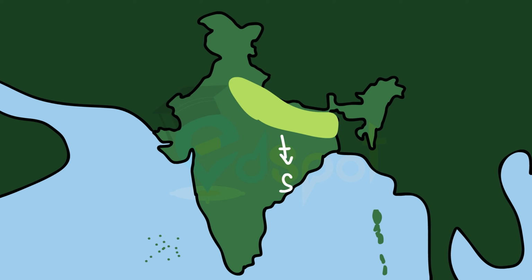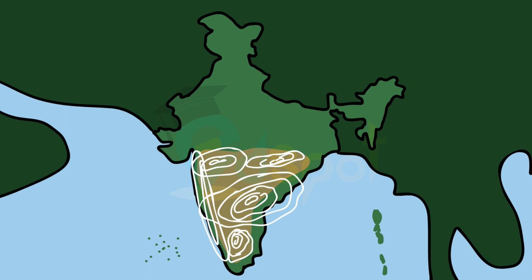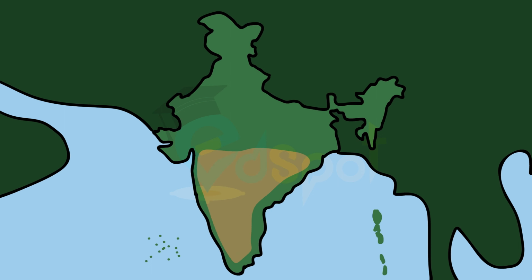To the south of the northern plains lies the peninsular plateau. It is triangular in shape. The relief is highly uneven. This is a region with numerous hill ranges and valleys. Aravalli Hills, one of the oldest ranges of the world, border it on the northwest side. The Vindhyas and the Satpuras are the important ranges.